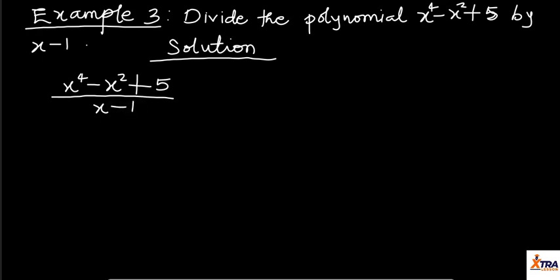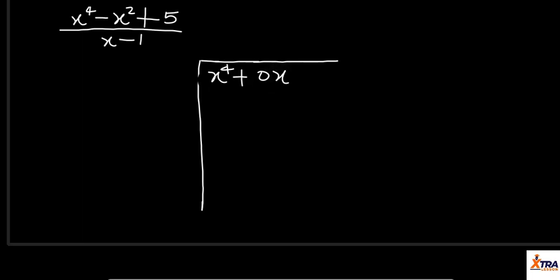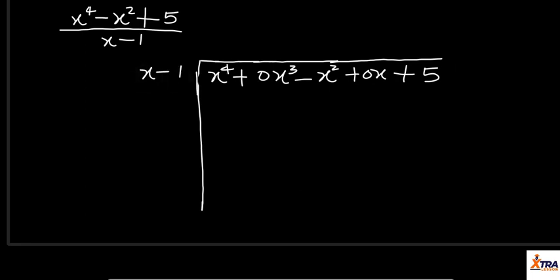So if I'm to divide this, I represent this in a tabular form, in a division table. Based on the power I have here, this will be x raised to the power 4 plus 0x cubed minus x squared plus 0x plus 5. Dividing this by x minus 1. The same old procedure. I say x in x raised to the power 4 gives me x raised to the power 3.